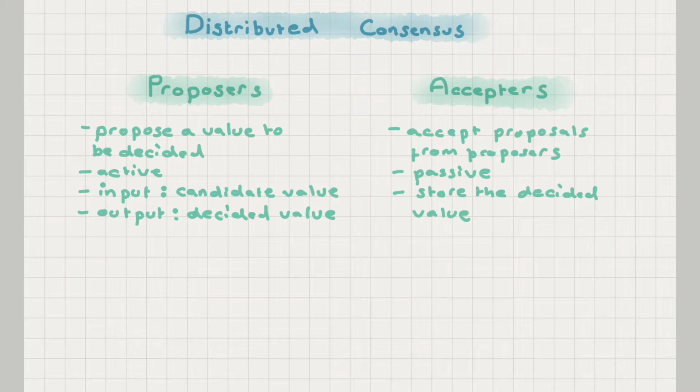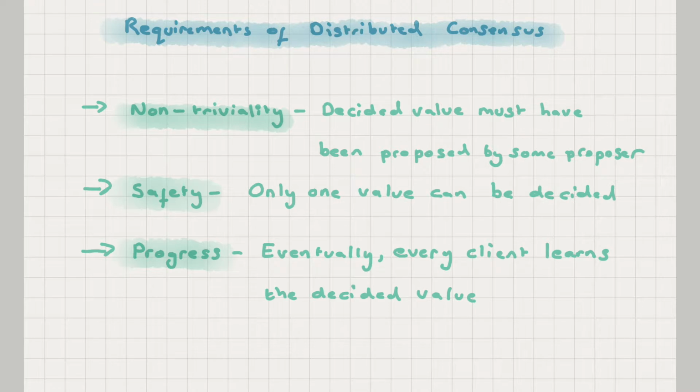So what separates distributed consensus from other distributed agreement problems is the three requirements of distributed consensus. The first is non-triviality. This is the requirement that the decided value must have been proposed by some proposer. So this rules out solutions where, for example, whatever happens, the servers just always answer 43 to whatever the question is.